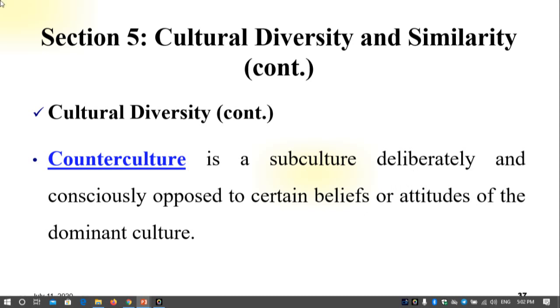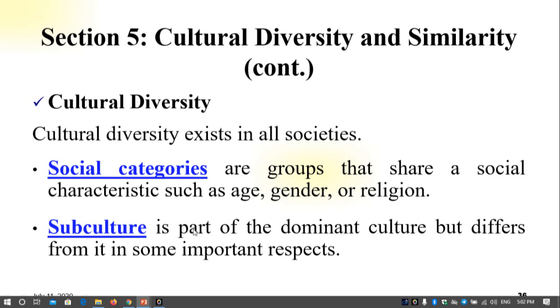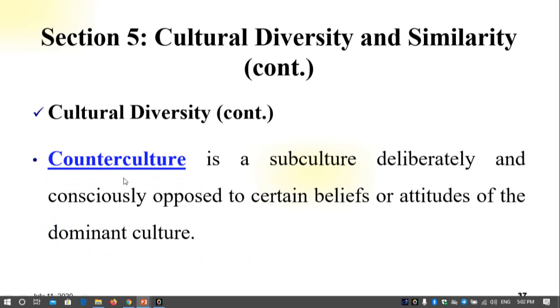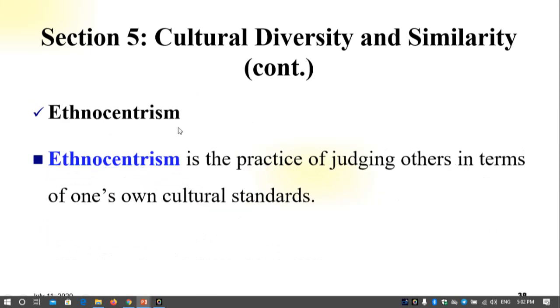These are the three points we talk about in cultural diversity: the first is social category, the second is subculture, and the third is counterculture. Now we move to one more point, the last point in section 5 and also the last point of part 1, culture.